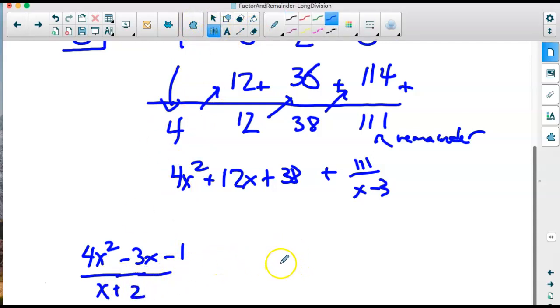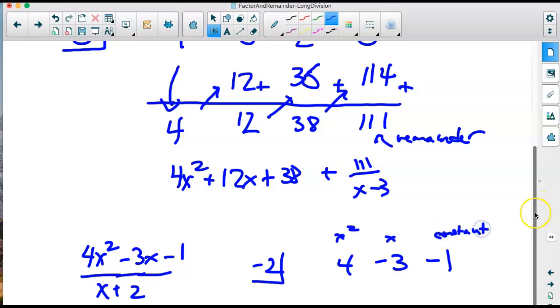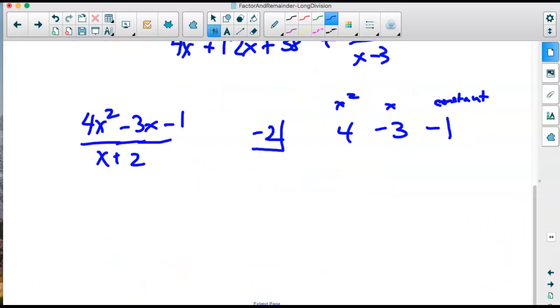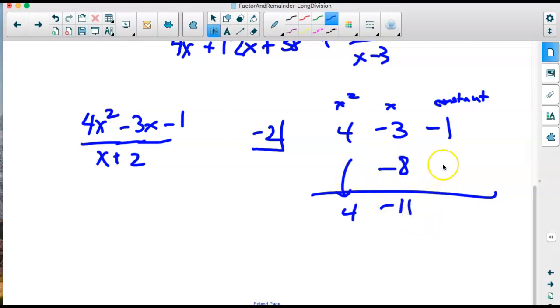Okay, if we divide that by synthetic division, we put in a -2 here because that's the root of this one. We put 4, -3, and -1. We don't have any missing ones: x squared, x, and constant. All right, and then we draw our line, bring down the 4, multiply, -8. We add, -11, multiply, 22, add, we get 21. So our remainder was 21.